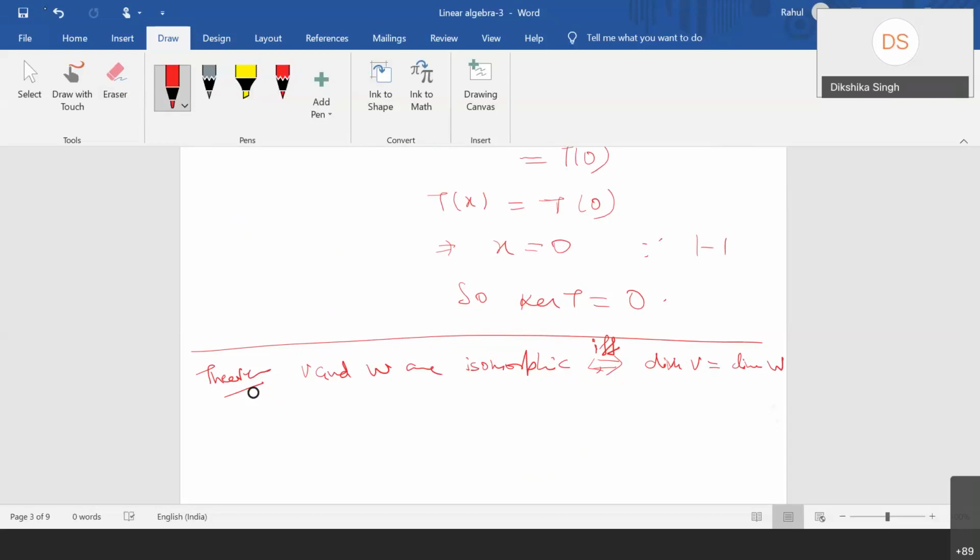Ma'am, I had a doubt: if they both have the same dimension, then proving one-to-one or onto is sufficient. So when there is no chance of having different dimensions, we can always use any one of the conditions. Yeah, okay, ma'am, that's what I was thinking.